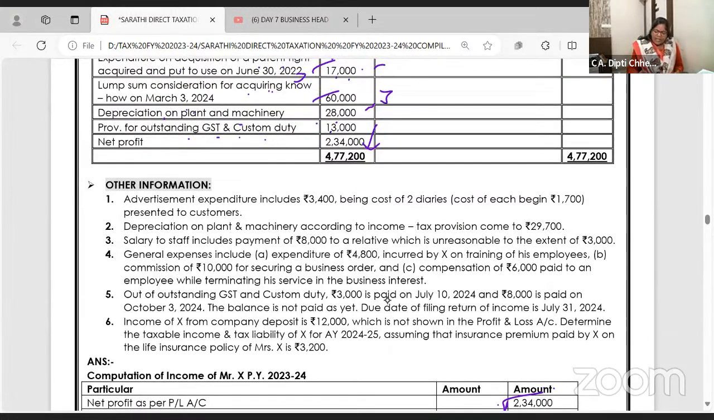But here there is one adjustment for that. Out of GST and customs duty, this provision of 13,000: 3,000 is paid in July, before the due date of filing the return. 8,000 is paid in October, gone. September is the last date.